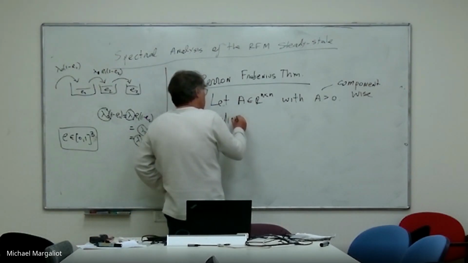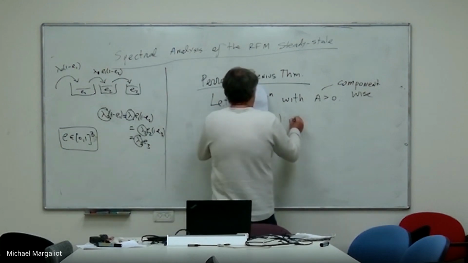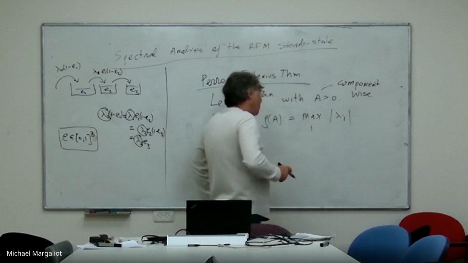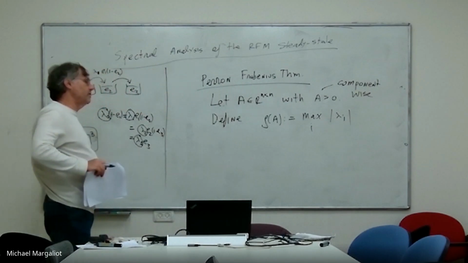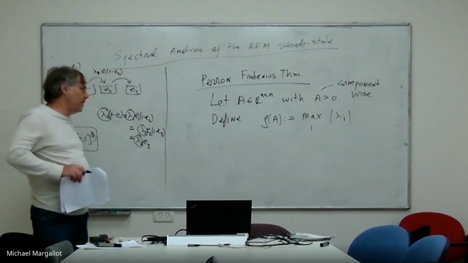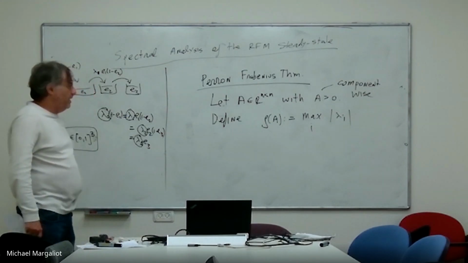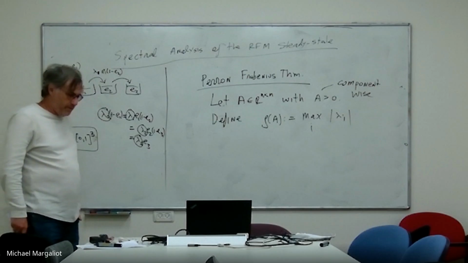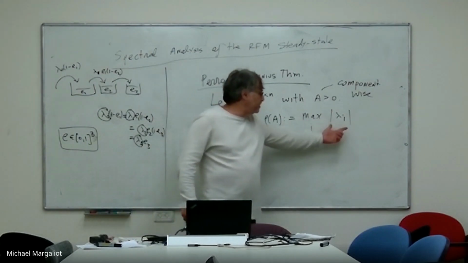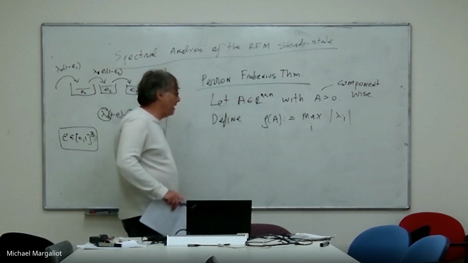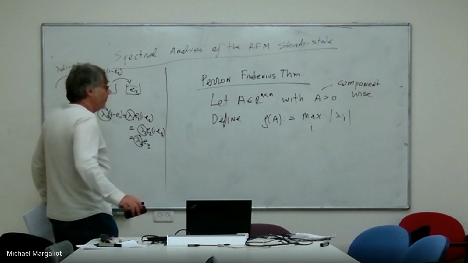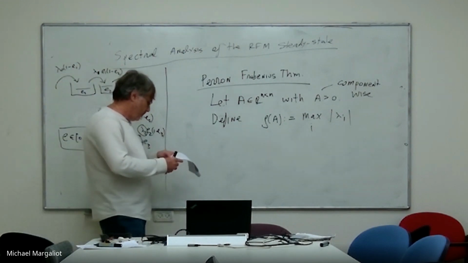Define the spectral radius of A as the maximum of all the absolute values of lambda i, where the lambda i are the eigenvalues of A. In general, they can be complex numbers. And then I take the absolute value of these complex numbers, and I take the maximum. I'll make an example in a minute.